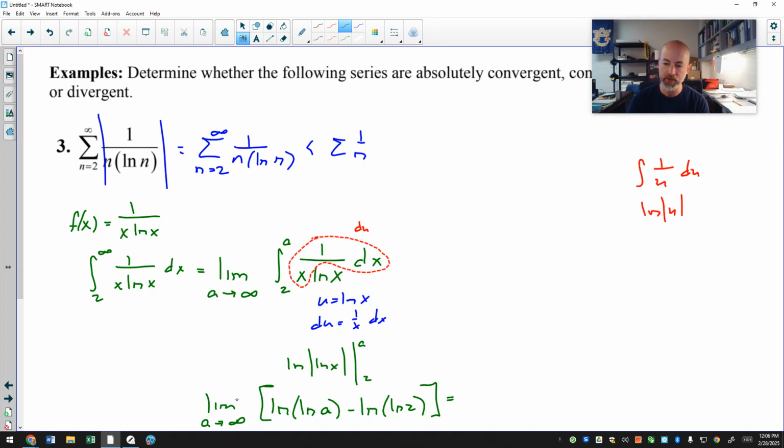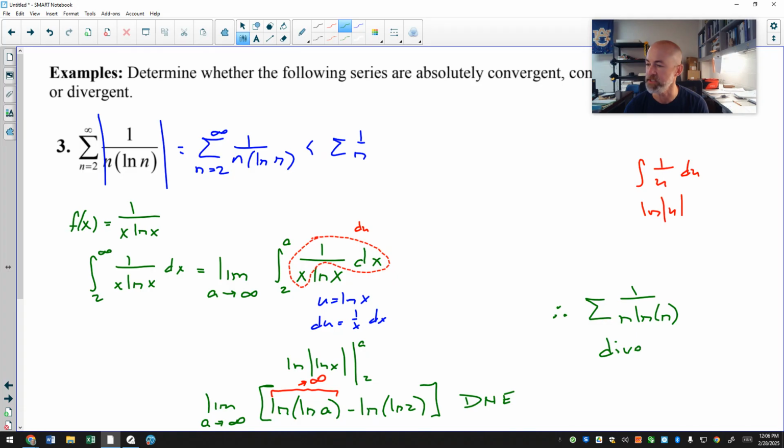And as a goes to infinity, bring back the limit. As a goes to infinity, the natural log of the natural log of infinity is blowing up. This is a constant, which means this limit does not exist. And if the limit does not exist, that means that my series will diverge. And so we have 1 over n natural log of n diverges.